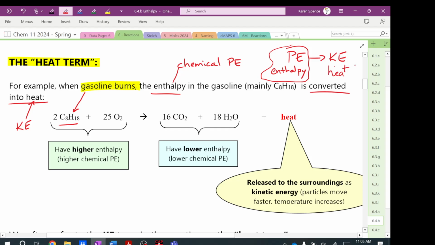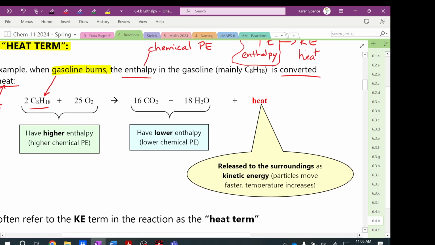And where does that heat go? Outward into the surroundings. Okay, so when you have the fire, it's not like that heat just stays in the fire, it comes out, and that's why if you stand 3 feet away from a fire, you feel the heat because you are in the surrounding area. Okay?